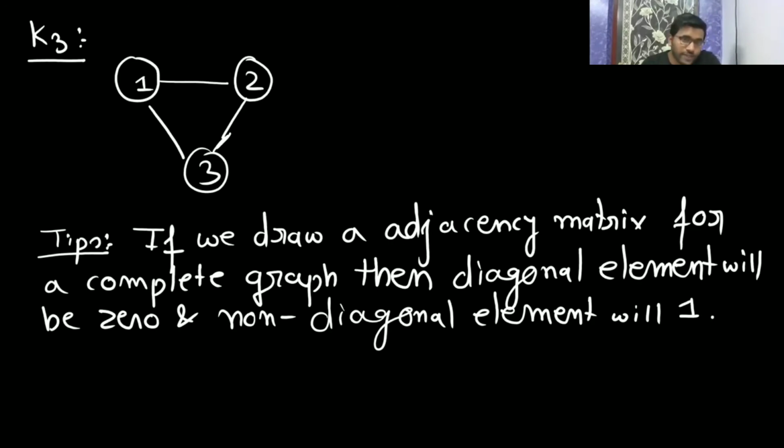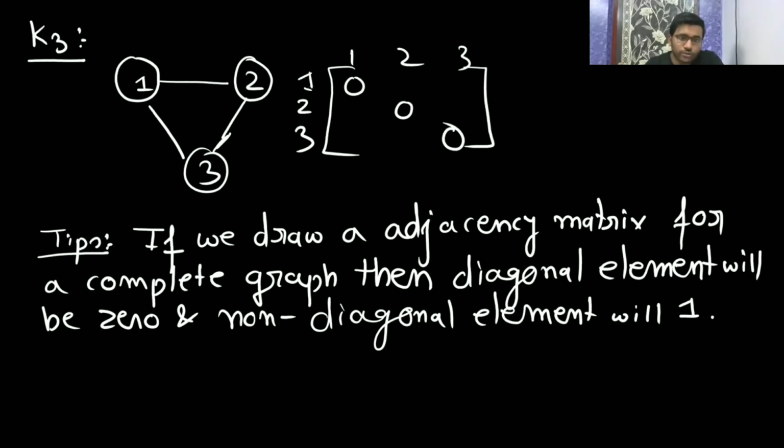So 2 is connected to 1. If you write the adjacency matrix here, 1 2 3 by 1 2 3, only the diagonal is going to be 0, because 1 to 1 no edge, 2 to 2 no edge, 3 to 3 no edge. Now 1 to 2 is connected, 1 to 3, 2 to 1, 2 to 3, 3 to 1, 3 to 2. So that's why I'm saying, whenever they give you a complete graph, don't think about the graph.